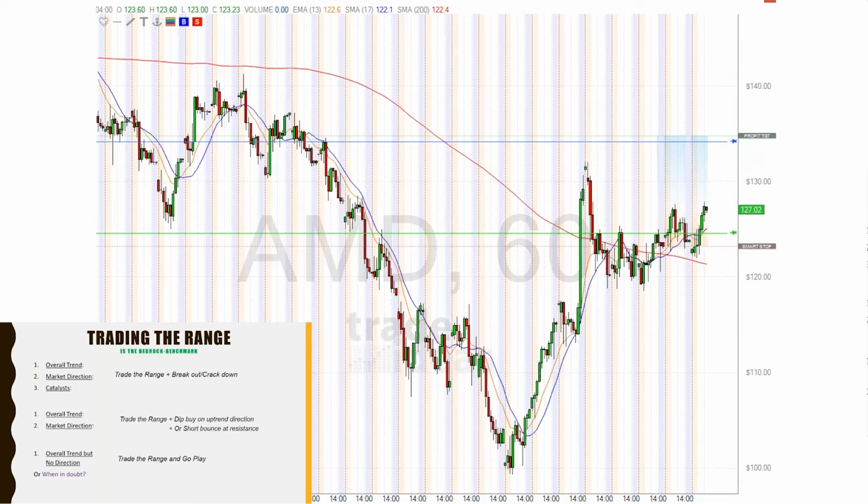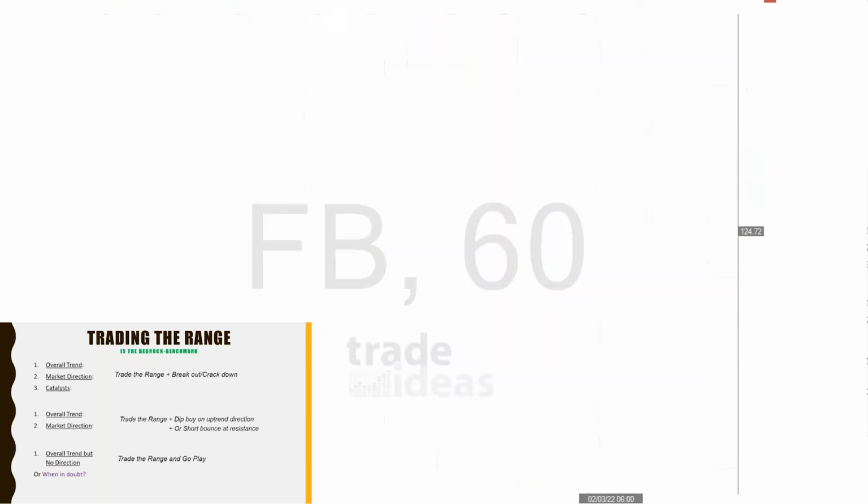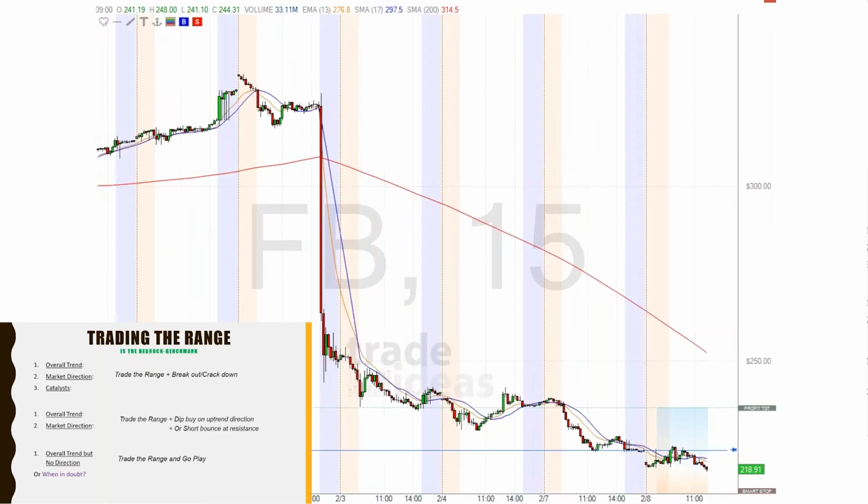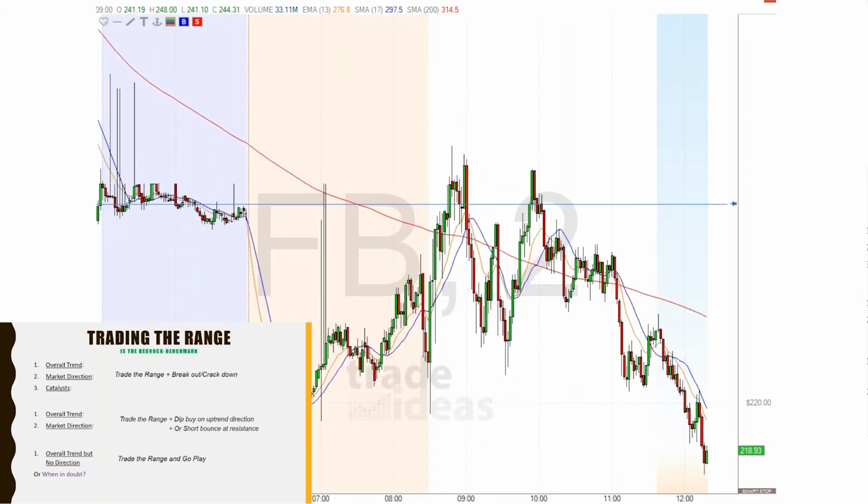Right. So without further ado, let's go into a particular example. For example, let's take a look at Facebook this morning. Okay, then we can go from there. Maybe this one is better to see this way. So let's take a look at Facebook this morning.